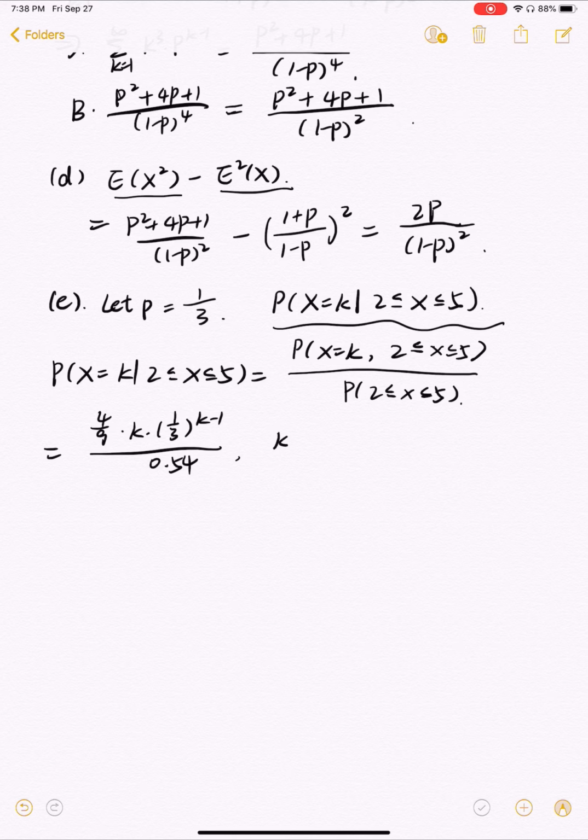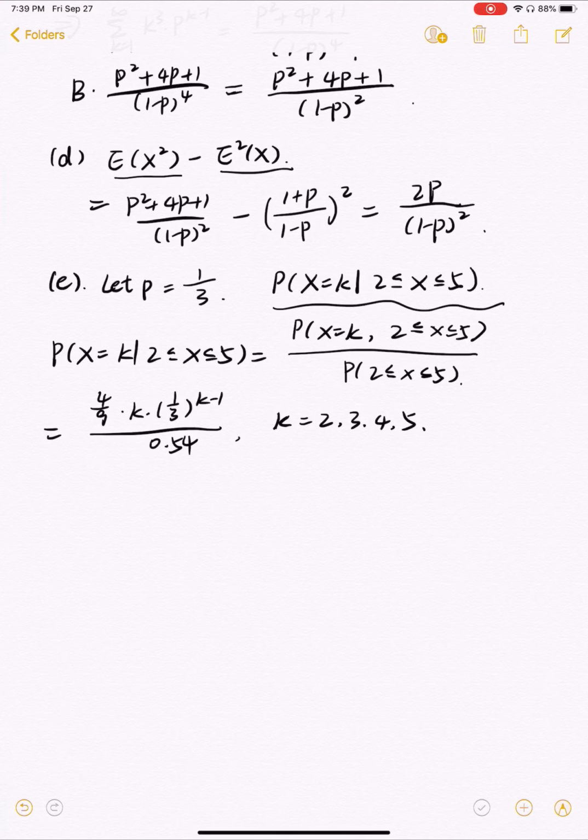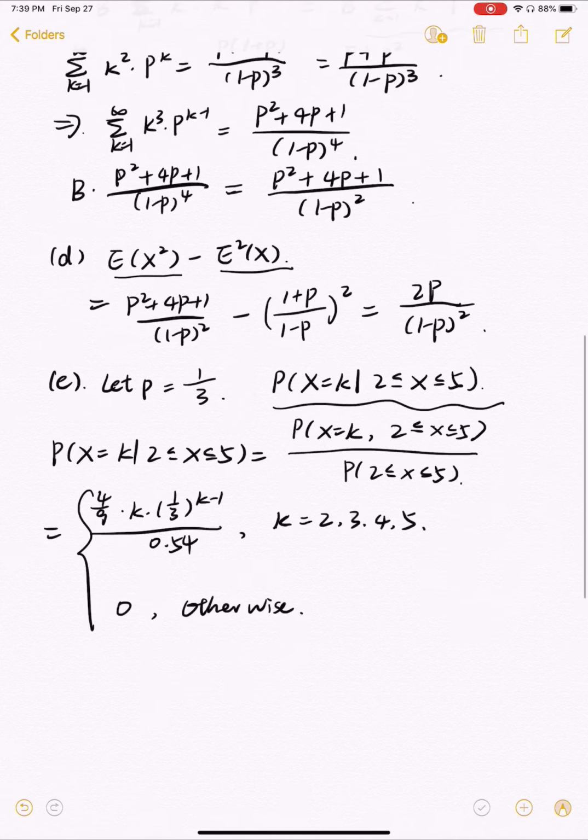This is satisfied when k belongs to 2, 3, 4, 5. And otherwise, if k doesn't belong to 2, 3, 4, 5, the expression is 0. That's the answer of problem 1.